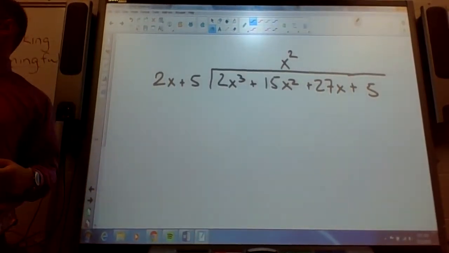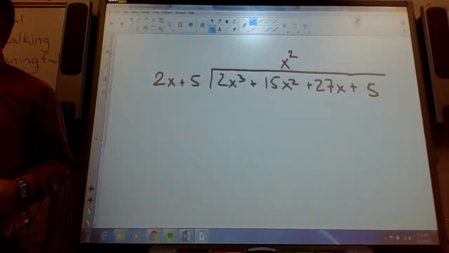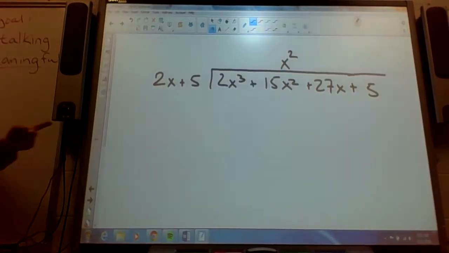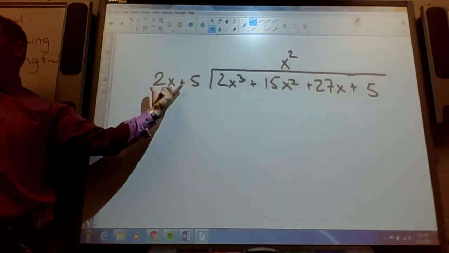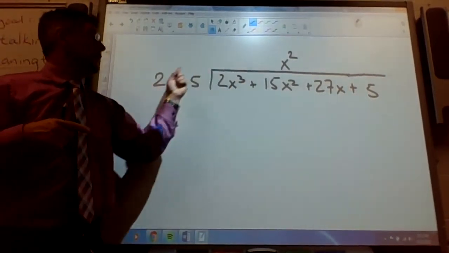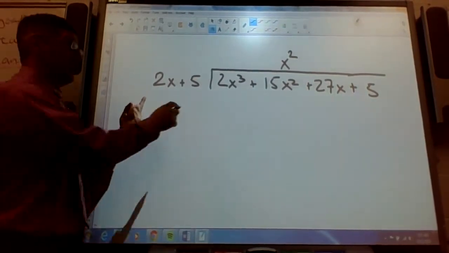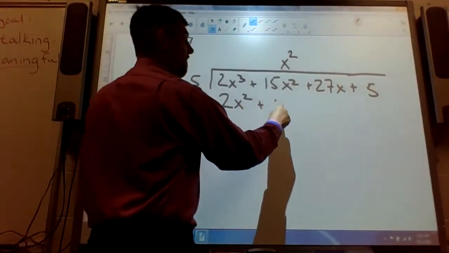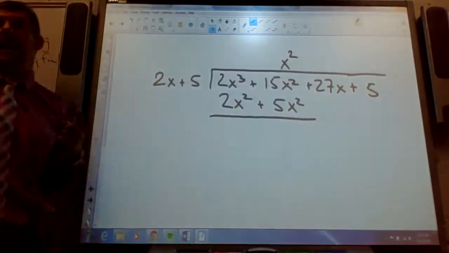Now, remember how I told you to forget about the 5? I'm going to take that 5 out of my pocket again and put it back up there. So now, x squared times this business gets me what? x cubed, and how many x cubes? 2. 2x cubed plus 5x squared.